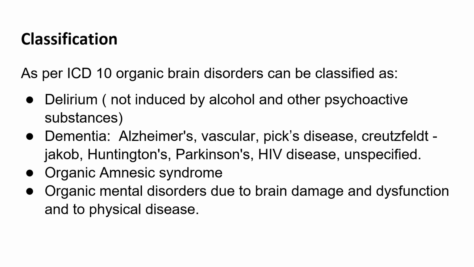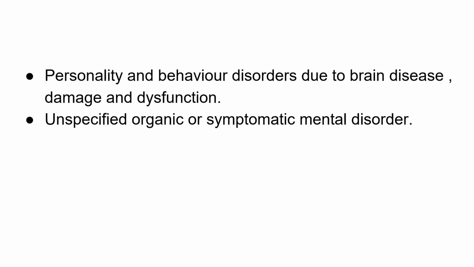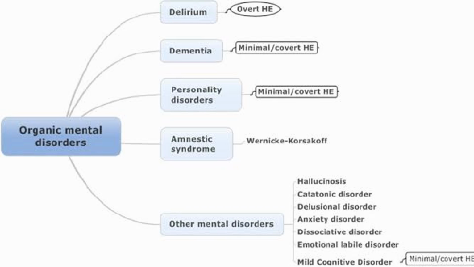See, when we talk about classification of organic brain disorder, we can classify it according to the cause, or according to the structure of the brain which is affected. But ICD-10 classifies organic brain disorder into the following categories: delirium, dementia, organic amnesic syndrome, organic mental disorder due to brain damage and dysfunction, personality and behavior disorder due to brain disease, damage and dysfunction, unspecified organic or symptomatic mental disorder. All right. Next, moving on, this is just an overview of what we have already seen.